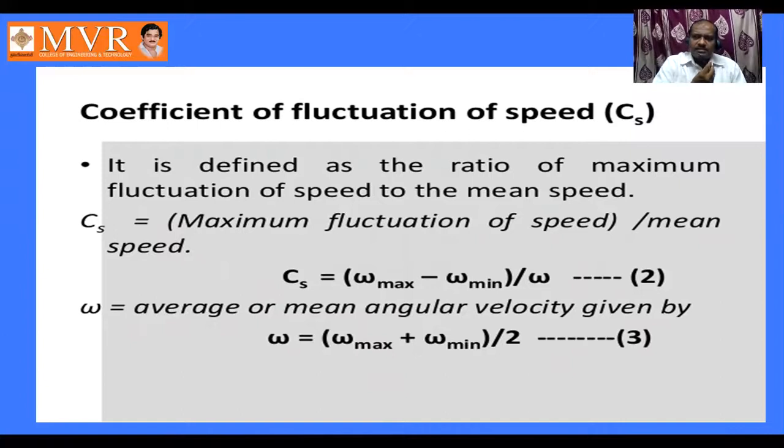What is that? It means maximum minus minimum speed divided by mean speed, where maximum plus minimum by 2 is going to be called the mean speed. That is called the fluctuation of speed. The difference of maximum to minimum speed relative to the mean speed is called the coefficient of fluctuation of speed. So if you observe, that can be denoted by omega max minus omega min by omega, that means mean angular velocity is given by omega equal to omega max plus omega min by 2.